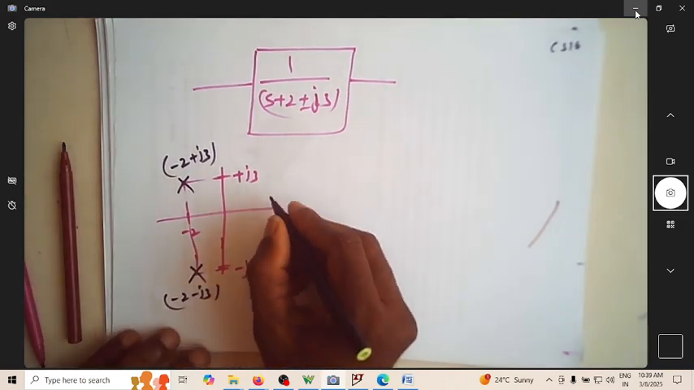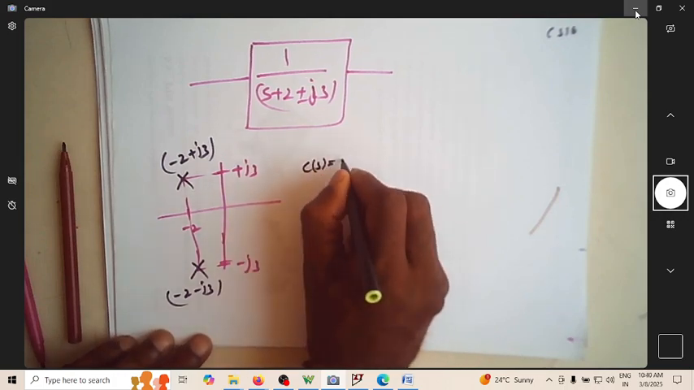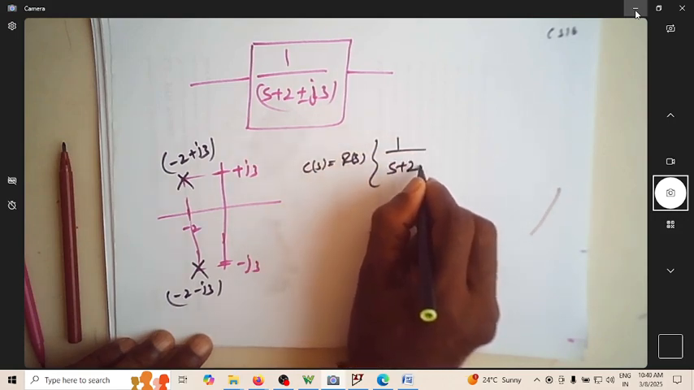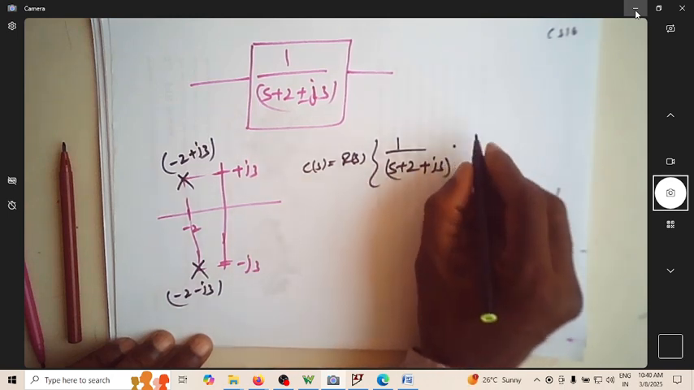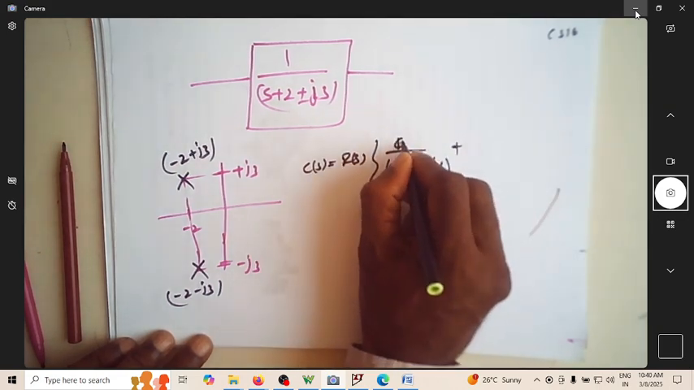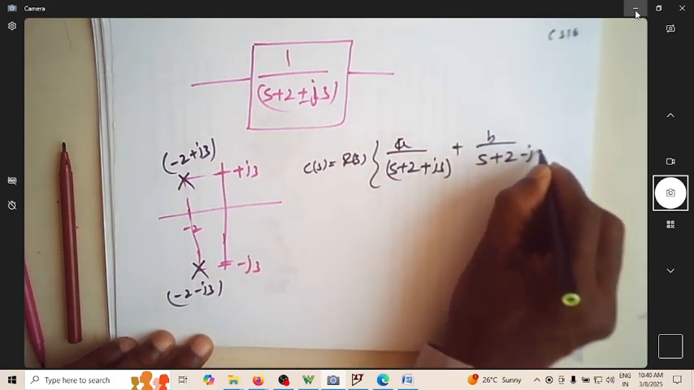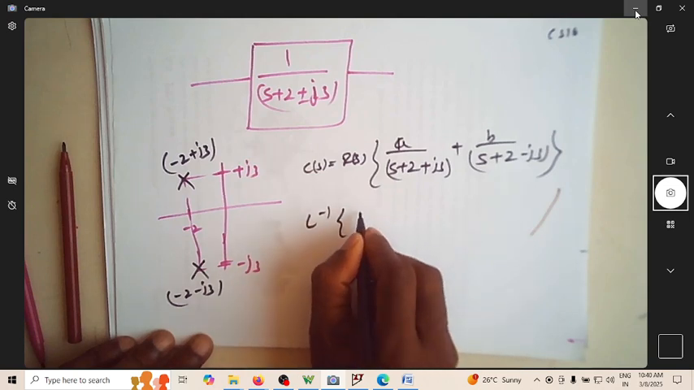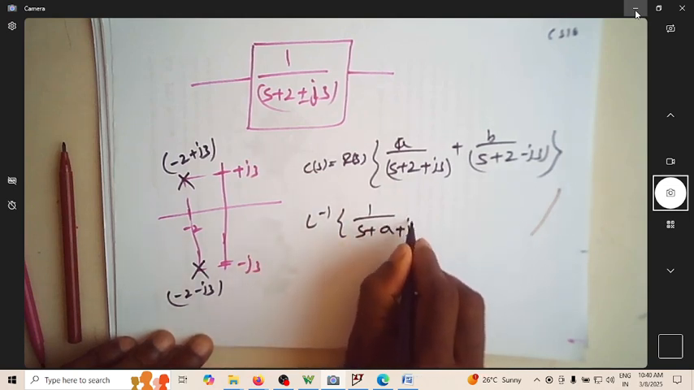So now what is the transfer function? You have a transfer function. C of s is equal to R of s into 1 over s plus 2 plus j3, and let me just write it as some a. This is b upon partial fraction. This is s plus 2 minus j3. What is the Laplace inverse of 1 over s plus a plus jb?